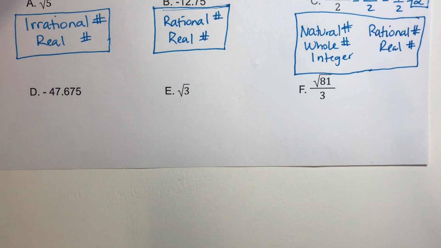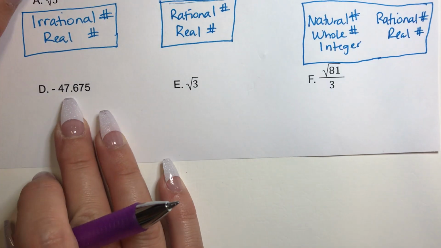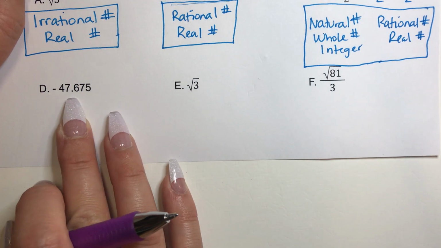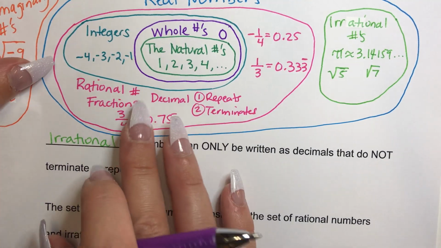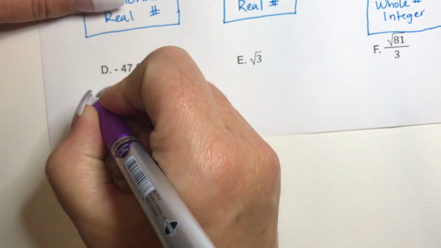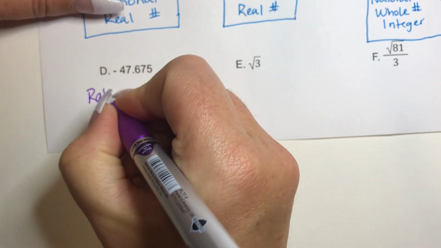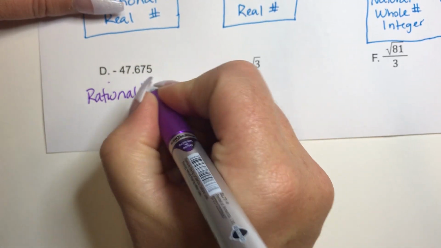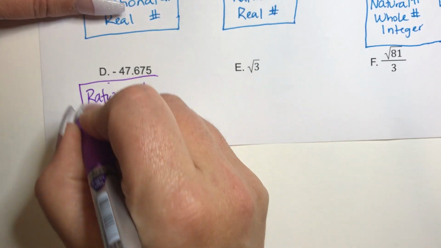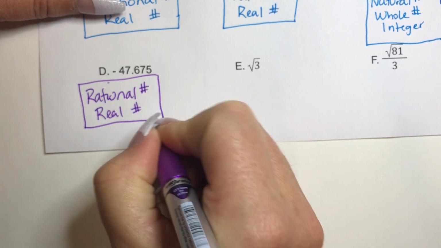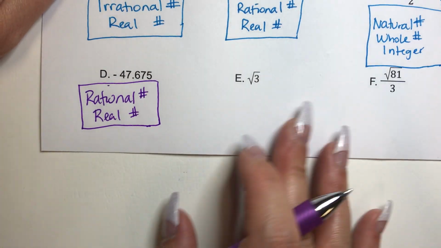All right, let's see how you did. So we have this -47.675. This is a decimal that terminates. That means it's going to be a rational number, which is also a real number. So this should be a rational number and also a real number. So if you got both of those correct, awesome job. If not, go ahead and change your notes so they look the same as mine.